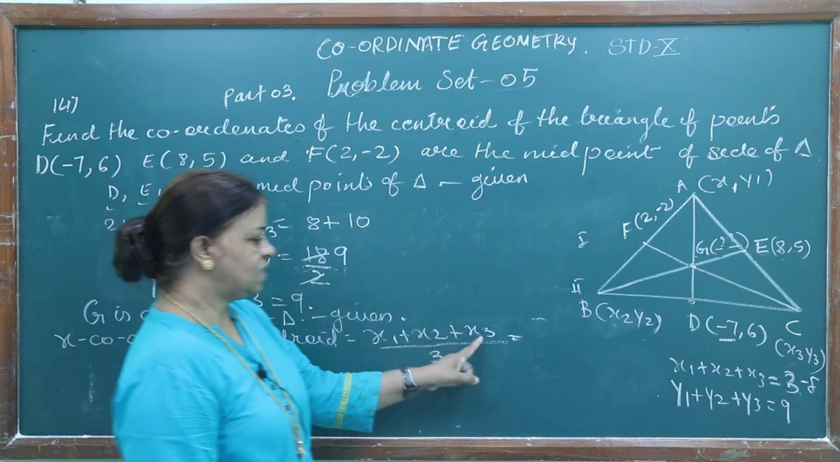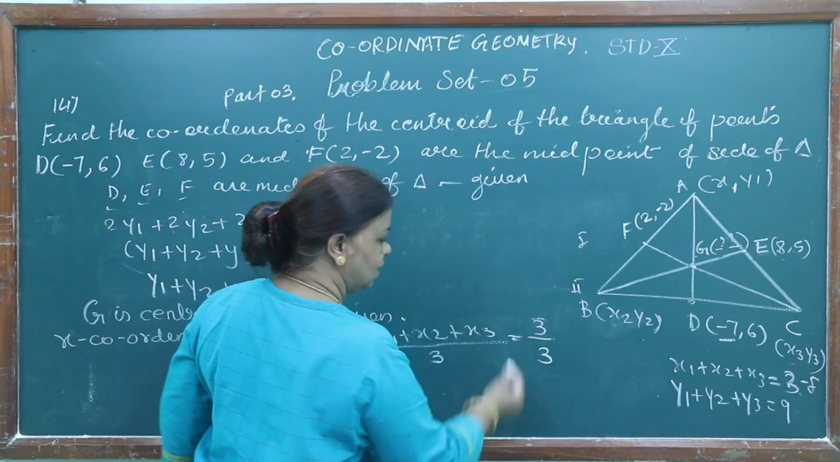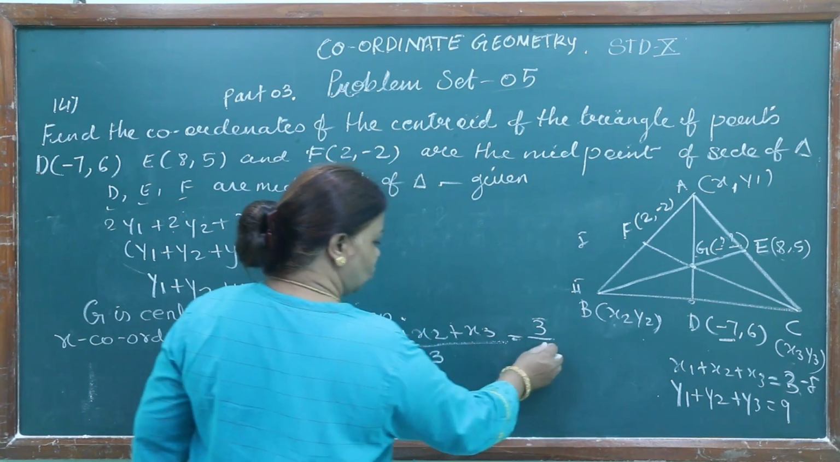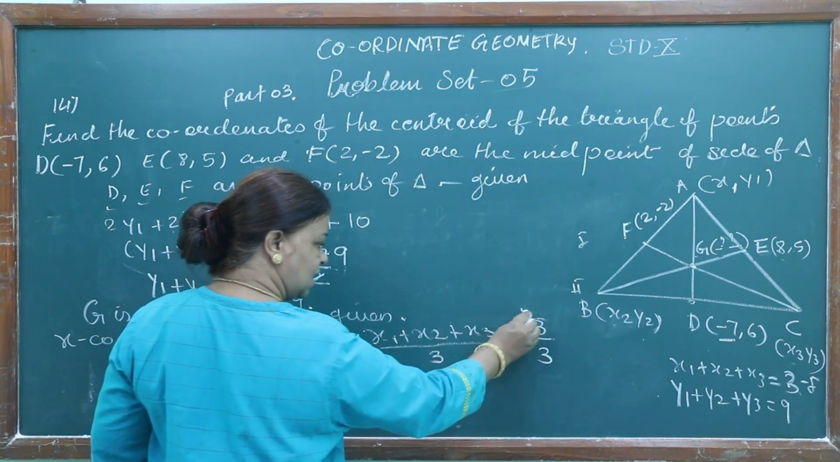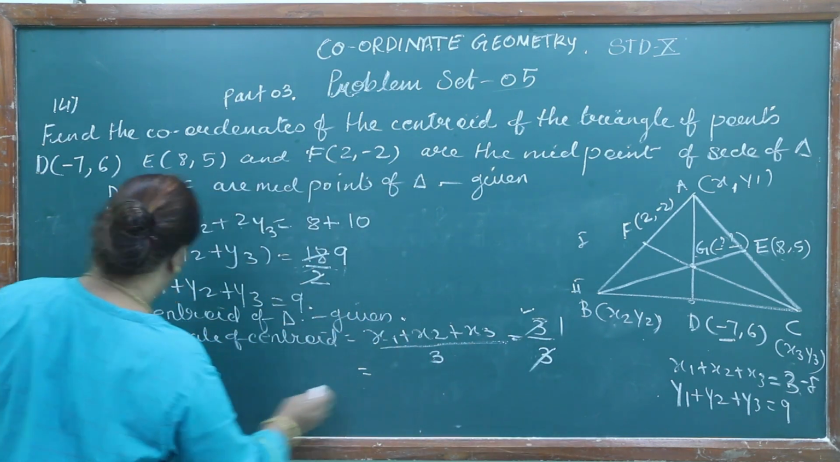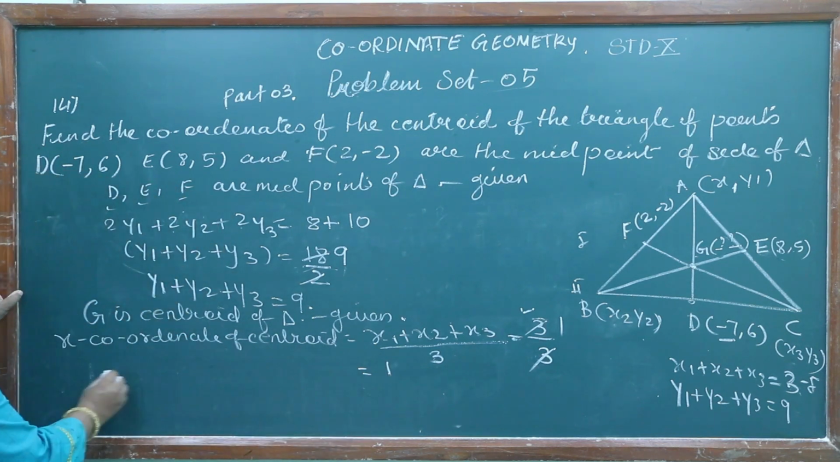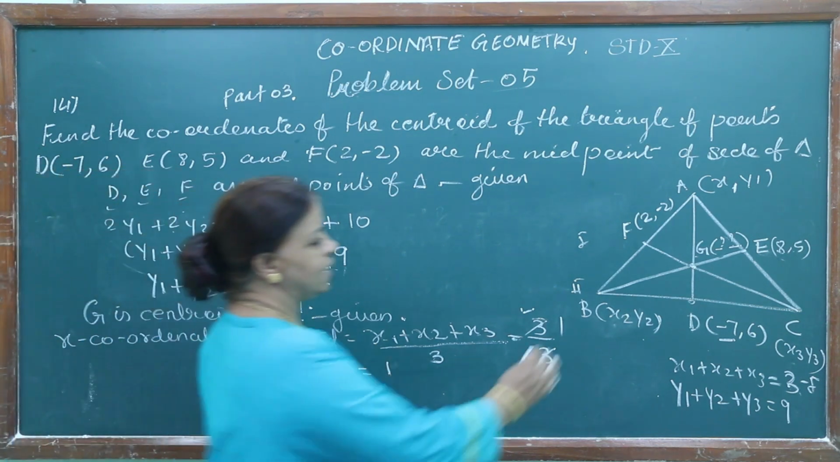x1 plus x2 plus x3 is equal to 3, children, 3 upon 3. So x1 plus x2 plus x3 is 3 and this is 3. The 3s get cancelled, so we got the x coordinate of the centroid as 1. Okay, so I can write here 1.